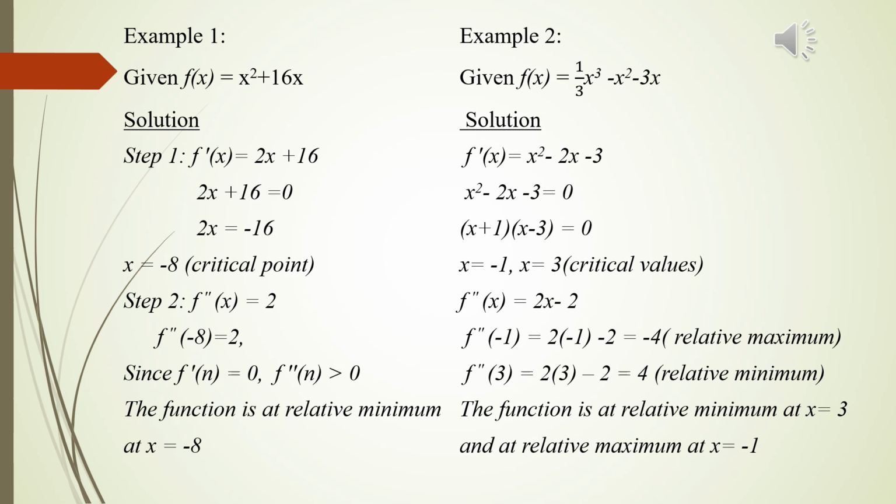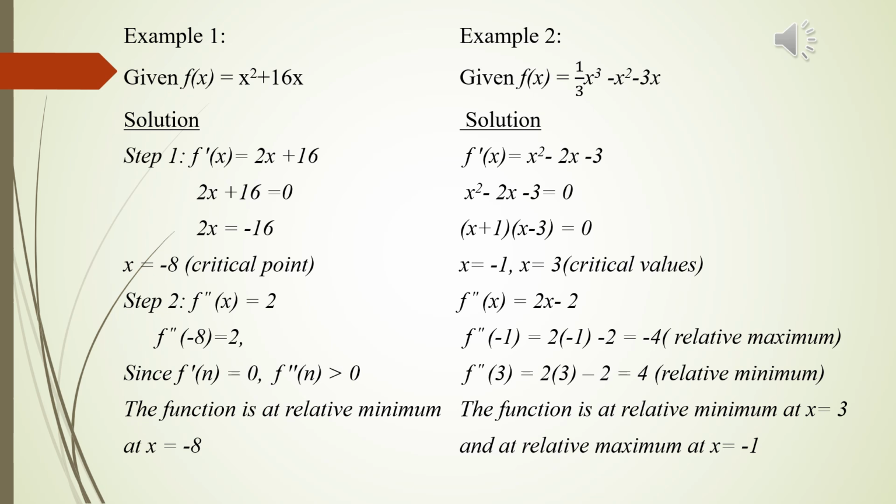So we have to take the first derivative, which is x raised to power 2 minus 2x minus 3. Set it to 0. We have x plus 1 in bracket, x minus 3 in bracket equals 0. So we are going to have two critical values here. So x equals minus 1 and x equals what?